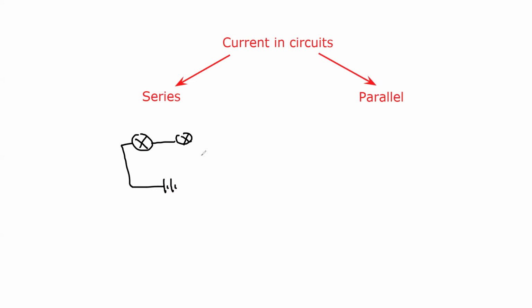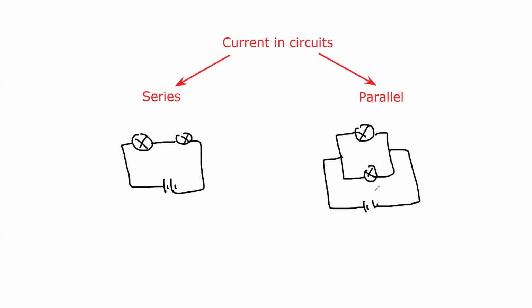So we have electrical current in the circuits. So we have series and parallel. In a series circuit, when two or more components are connected, there's only one way for the charges to move. So if we have two lamps, one connected next to the other, this is a series circuit. And if we have two or more lamps which are connected in parallel, with separate connections for the two or more components, that's a parallel circuit.